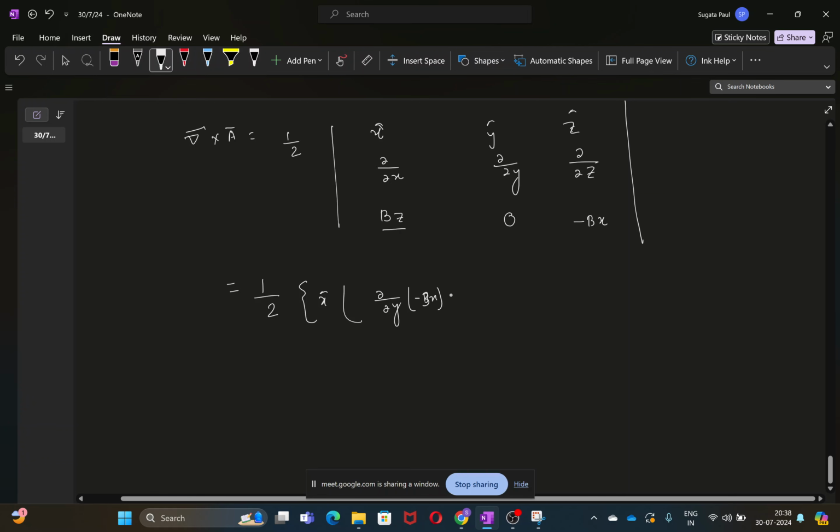Minus del z of 0. So it is automatically 0. You have seen this from the earlier question. Plus it is y cap's turn. So y cap, it is del z of Bz, B times z, minus del x of minus Bx. Plus for z cap it is del x of 0 minus del y of Bz.